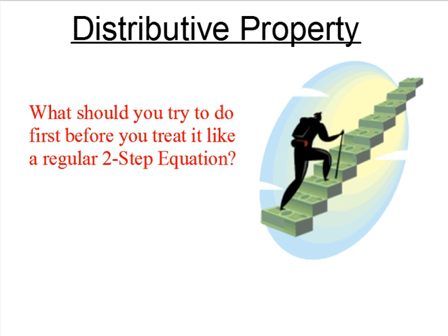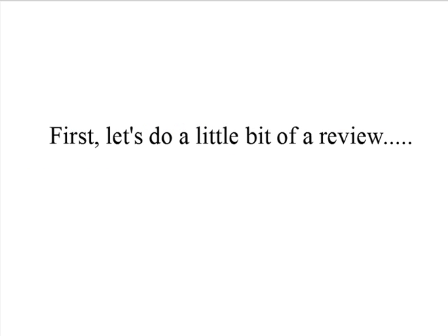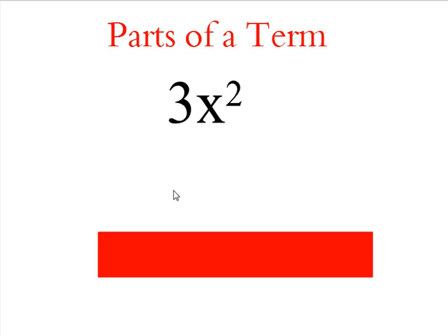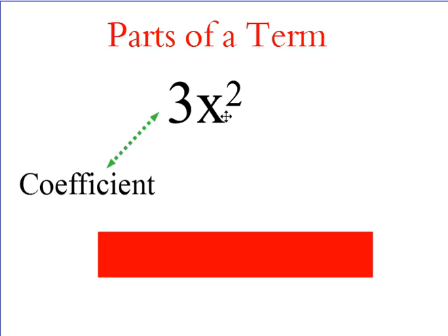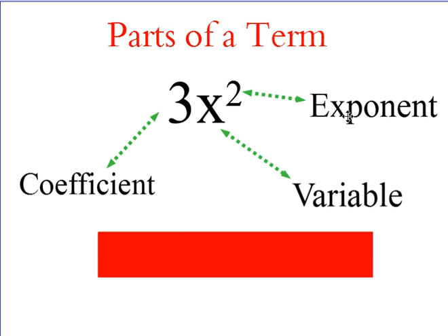Now, let's do a little bit of a review first. Let's remind ourselves of the parts of a term. We have the first part here, that's called the coefficient. This part here is called the variable, and then this little part up here is called the exponent.